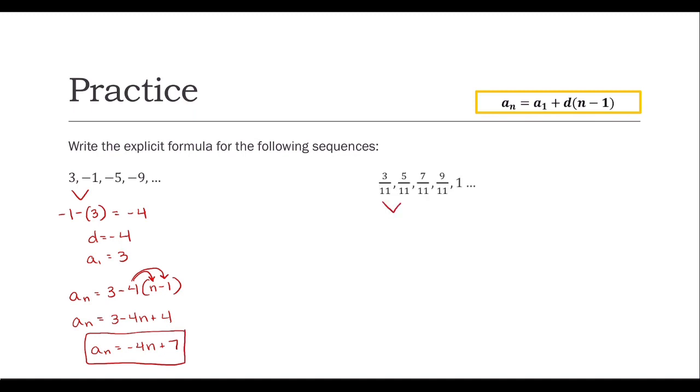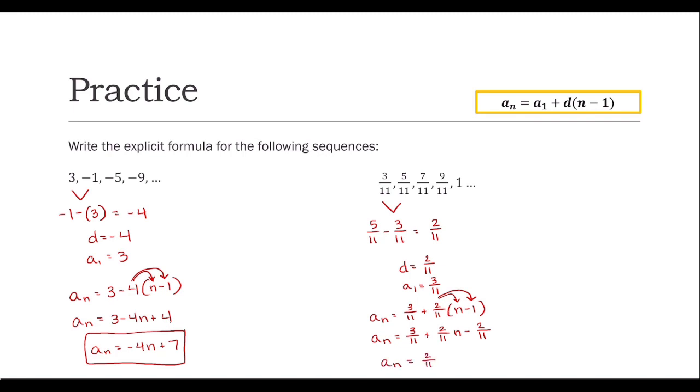So here for our second example, we'll find our difference. 5 over 11 minus 3 over 11 equals 2 over 11. So our difference equals 2 over 11. And our first term is 3 over 11. So we get a sub n equals 3 over 11 plus 2 over 11 times n minus 1. We'll distribute the 2 over 11 into the parentheses. a sub n equals 3 over 11 plus 2 over 11 n minus 2 over 11. So we have a sub n equals 2 over 11 n plus 1 over 11.